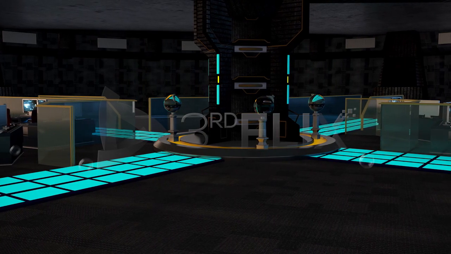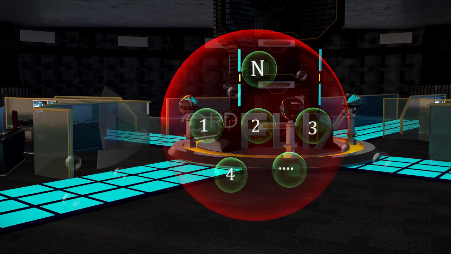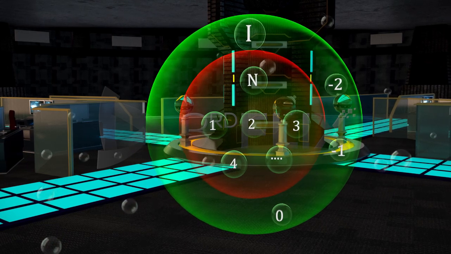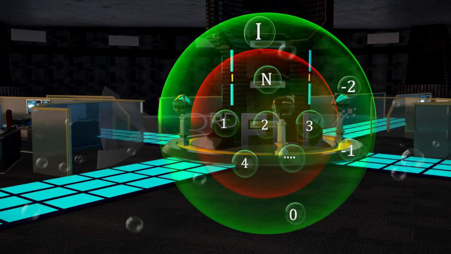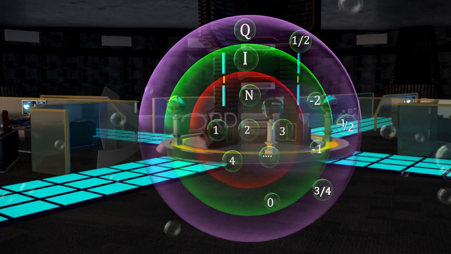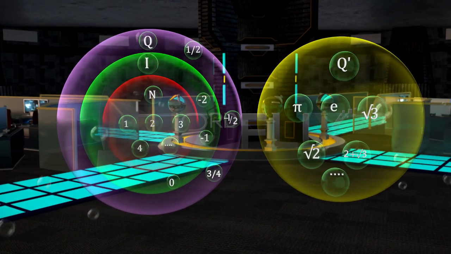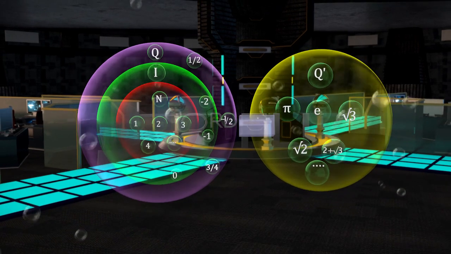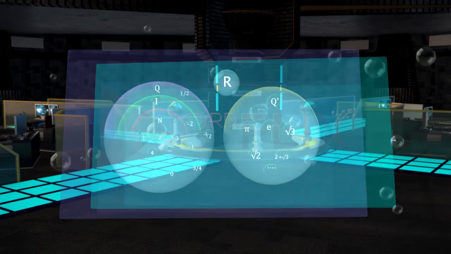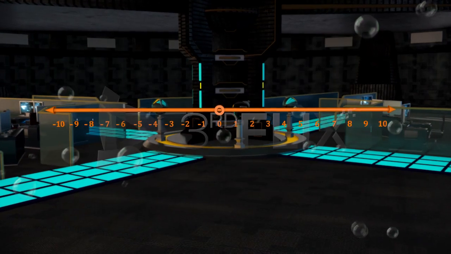Some standard notation for some special sets. The set of all natural numbers is denoted by N. The set of all integers is denoted by I or Z. The set of rational numbers is denoted by Q. The set of all irrational numbers is denoted by Q dash. The set of all real numbers is denoted by R. The set of complex numbers is denoted by C.